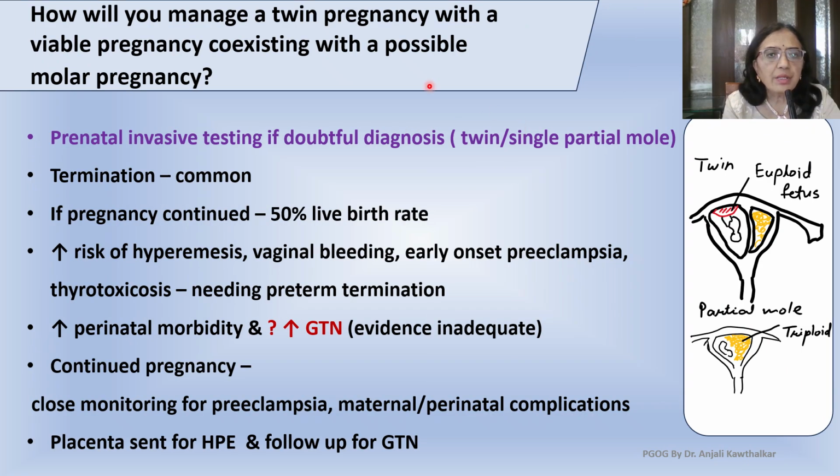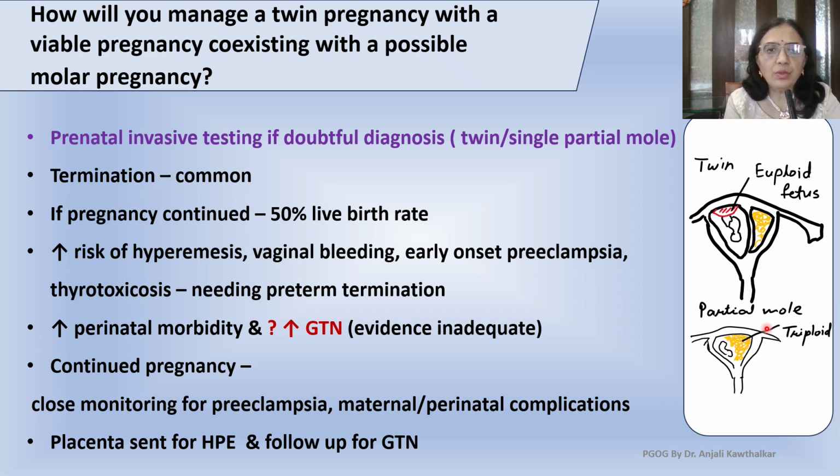Now, if there is a twin pregnancy with a viable pregnancy coexisting with a possible molar pregnancy, one sac has a viable pregnancy and the other sac has a molar pregnancy. In these cases, prenatal invasive testing is to be done if there is a doubt about the diagnosis, whether it is a twin pregnancy or a partial mole. As you can see, the ultrasonography picture might sometimes be confusing in very early pregnancy.